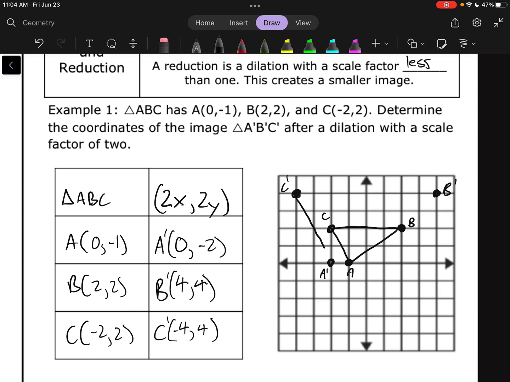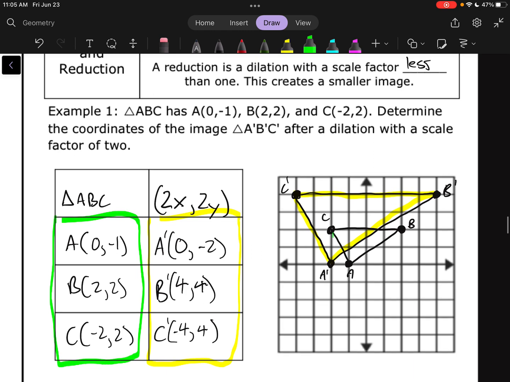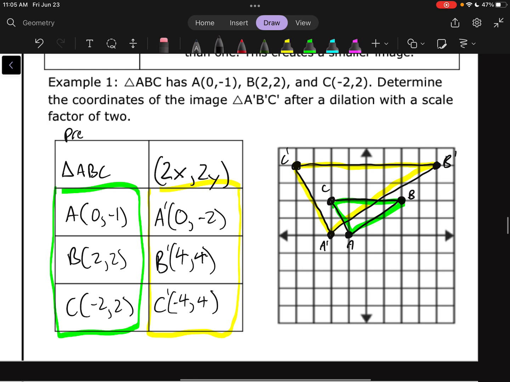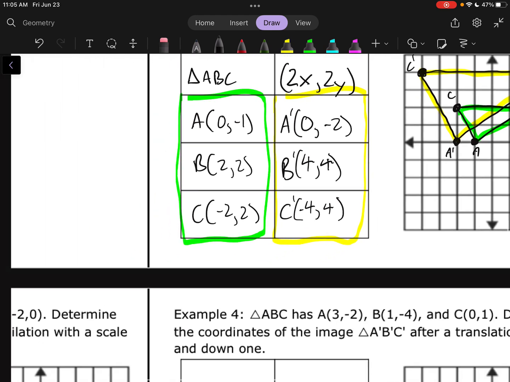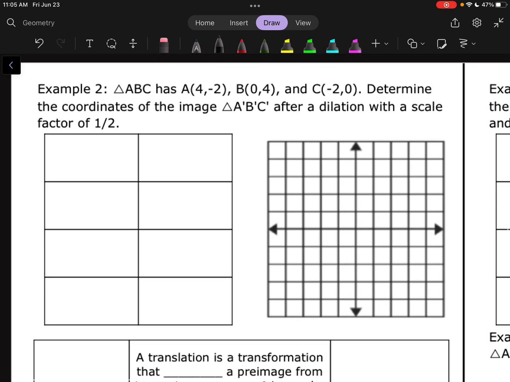So let's connect those. And there's going to be our larger version. So this would be our image, and this would be our pre-image. So dilation's not too bad. Let's go to the next one. We've got one more dilation here.